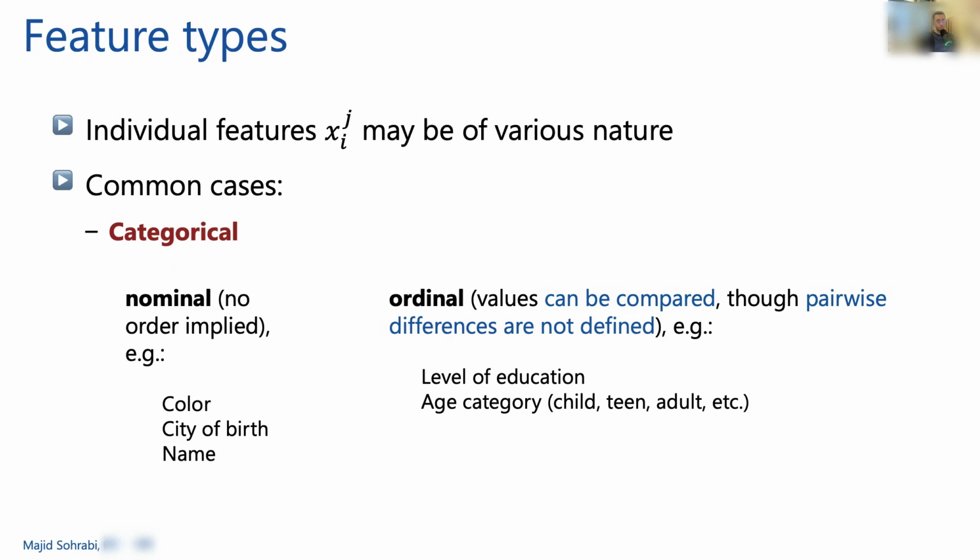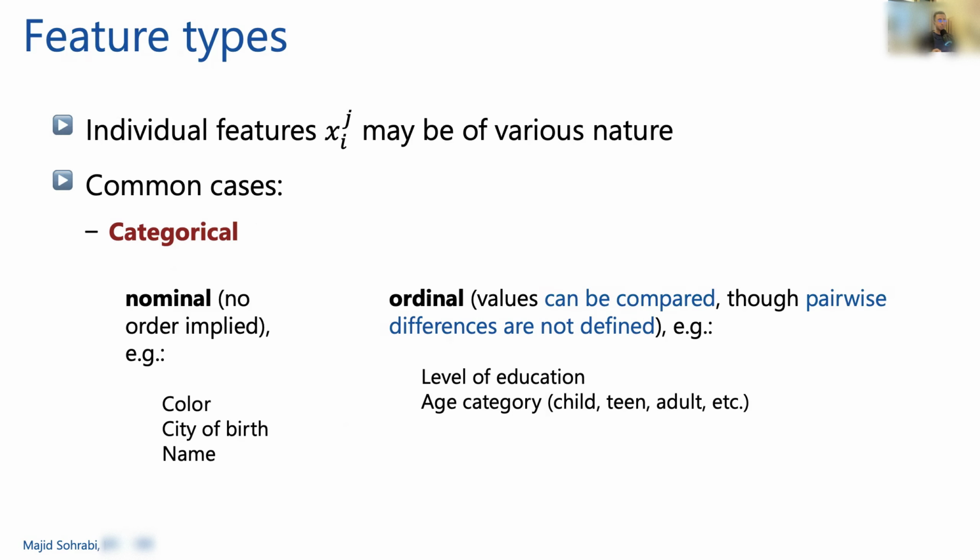The ordinal feature has some comparison between two values, but there are no exact pairwise differences. For example, one such feature can be the level of education. The person might have a bachelor, master, or PhD. We know that PhD is higher than master and bachelor, and master is higher than bachelor, but we cannot say how big the difference is.